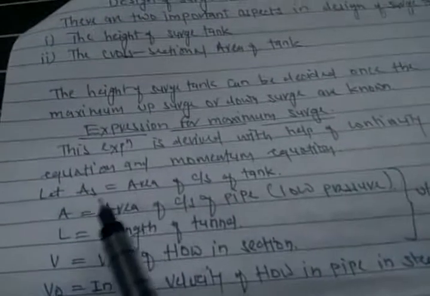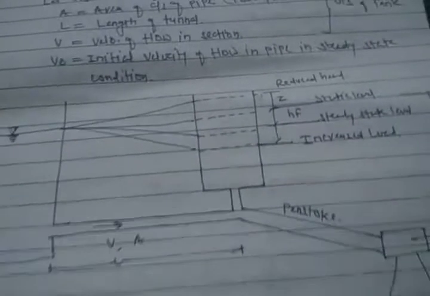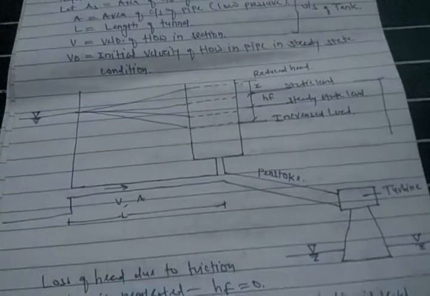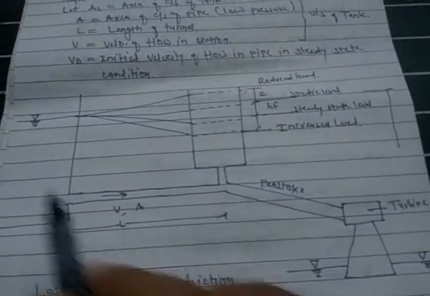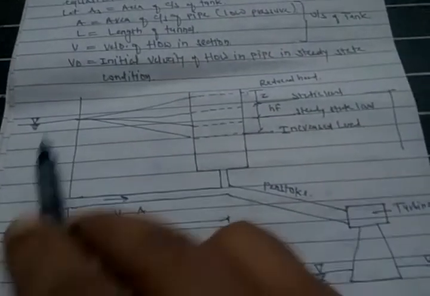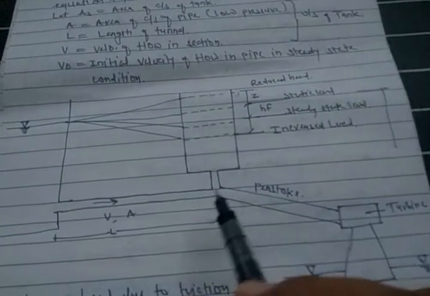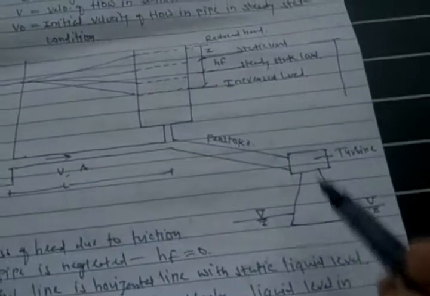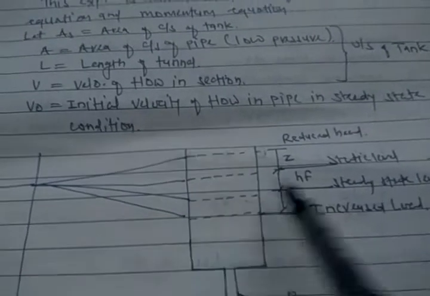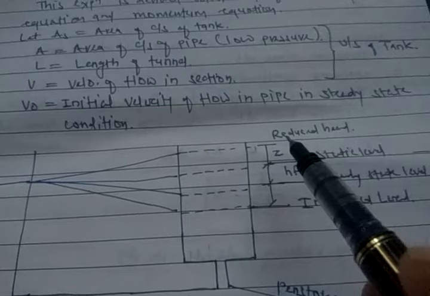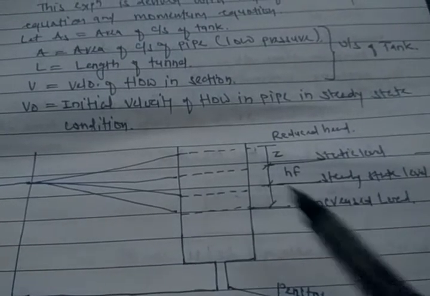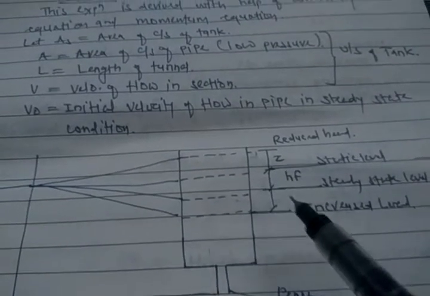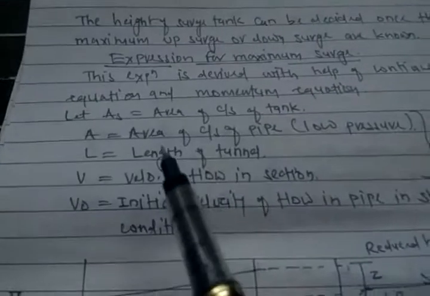AS is the area of cross section of the tank. See this diagram, we have seen it earlier as well. This is the storage of the water, reservoir, pipeline, again pipeline, this is the turbine, TWL. This line is static head, this is reduced head, this is increased head, and this is HF. HF is generally neglected here. So the cross sectional area of this tank is AS.